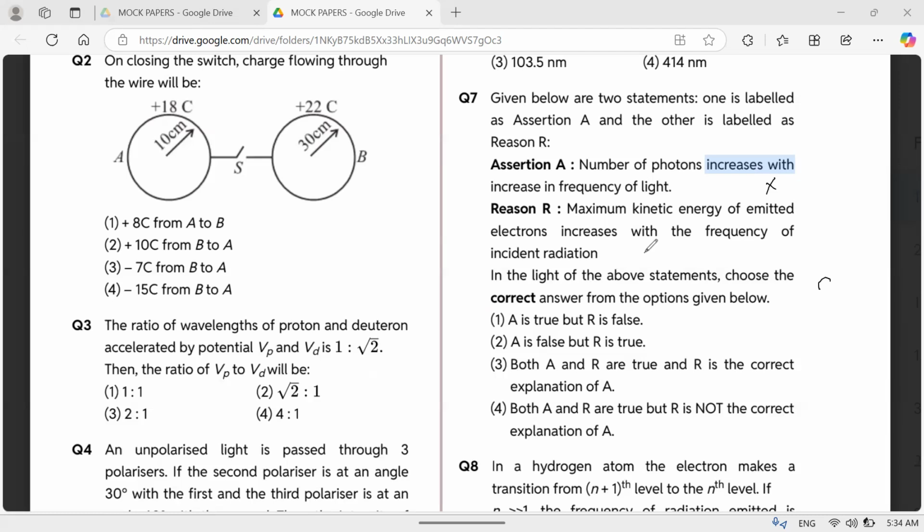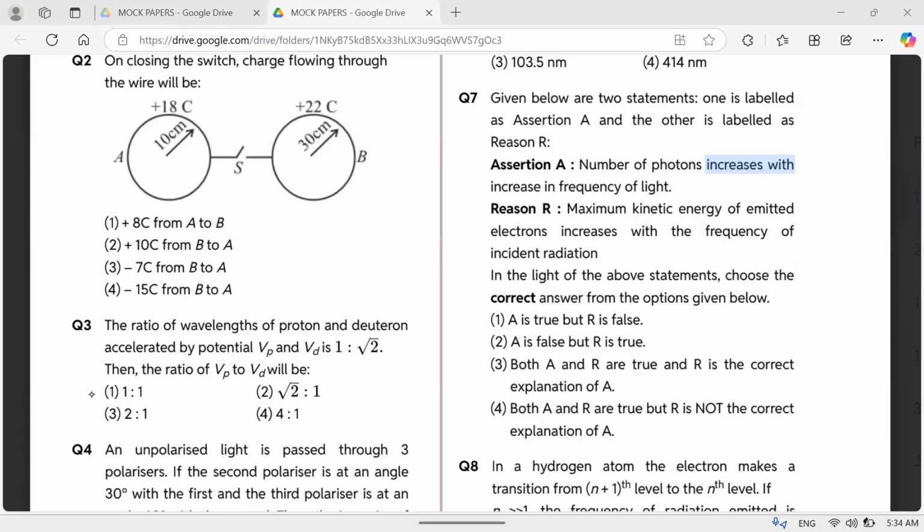In the photoelectric equation, h nu will be equal to work function plus maximum kinetic energy. For any metal, the work function is constant. So if frequency is increasing, what is happening to its kinetic energy? Kinetic energy is also increasing. So the reason is true, the assertion is wrong. Clear? So what is the option I can write? Second option: A is false and R is true. Done?